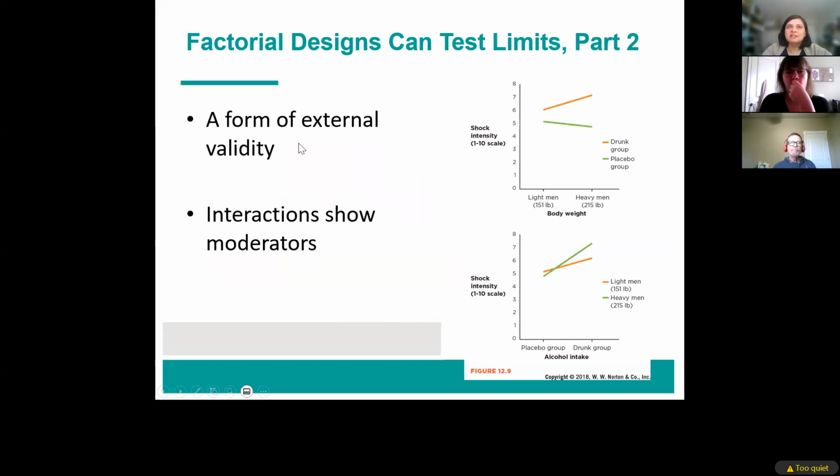All right, so here's another way that they can test limits. So one is a form of external validity. In the last slide, did the cell phone study have good external validity or bad external validity? Good. So what's external validity again? Generalizability of a study. Yeah. So we're trying to look at the generalizability of cell phone versus no cell phone usage. And was there an interaction with age? No. So was the study generalizable or not to people of different ages?